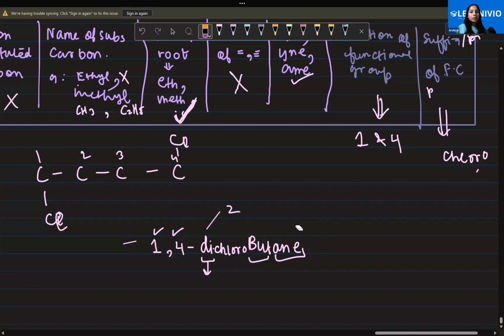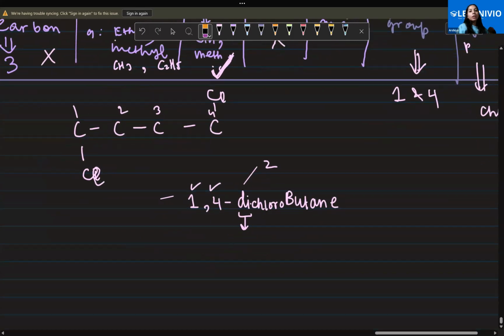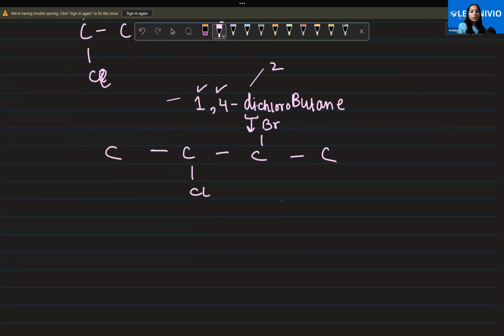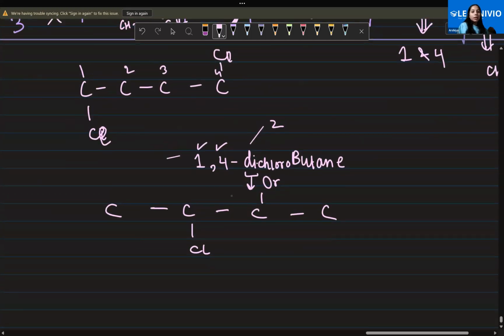Okay, so 1,4-dichlorobutane. All right. Now let's say that instead of this, I have 5 carbons. I have a chlorine here, and here I have bromine. Now, first, what are we going to look for?